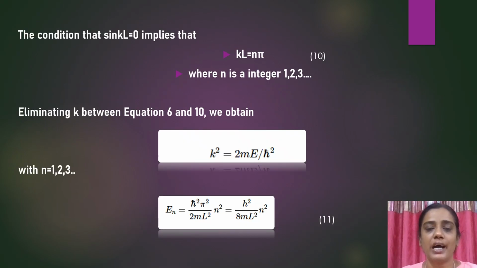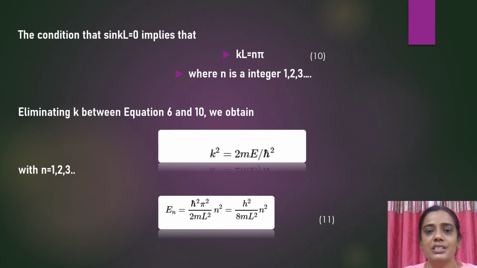Since we have concluded that the a value is not equal to 0, then the sin KL value should be equal to 0. That means KL value should be integral multiples of pi. We know sin pi is equal to 0, sin 2 pi is equal to 0, sin 3 pi equal to 0. Therefore, KL should assume the values of n pi, where n is an integer, taking the value of 1, 2, 3, etc.